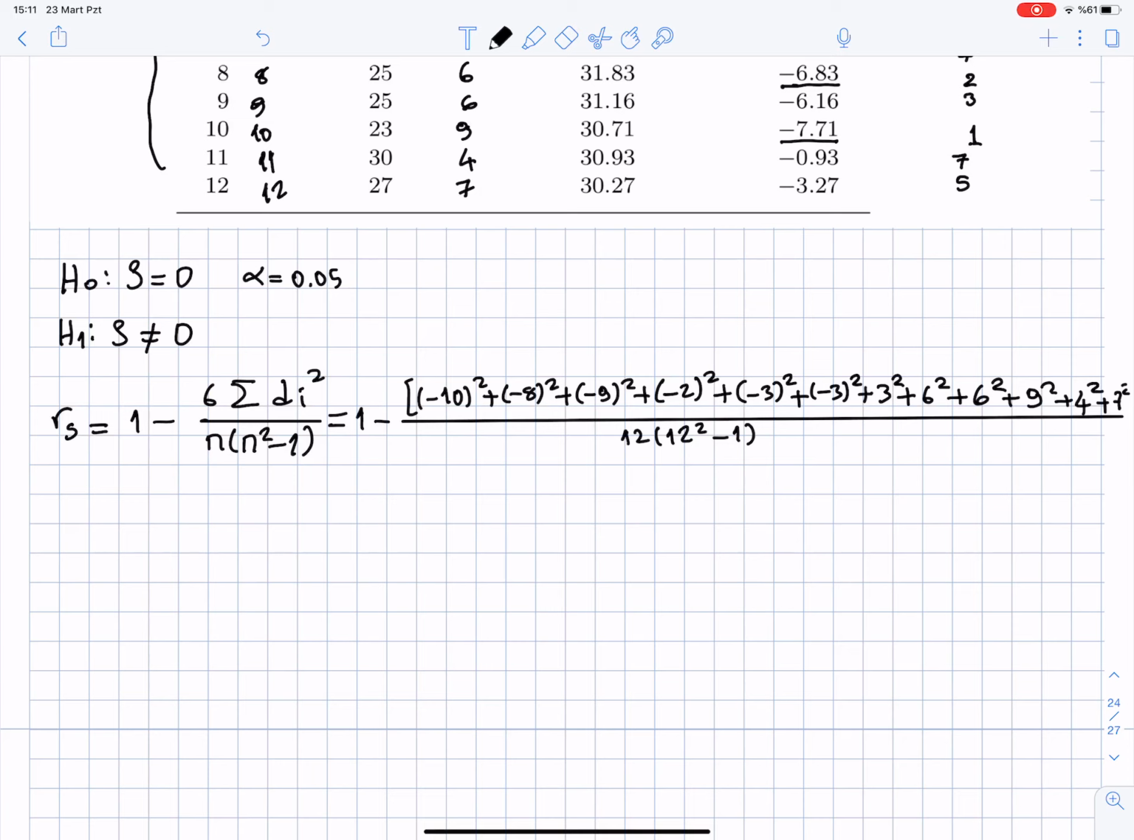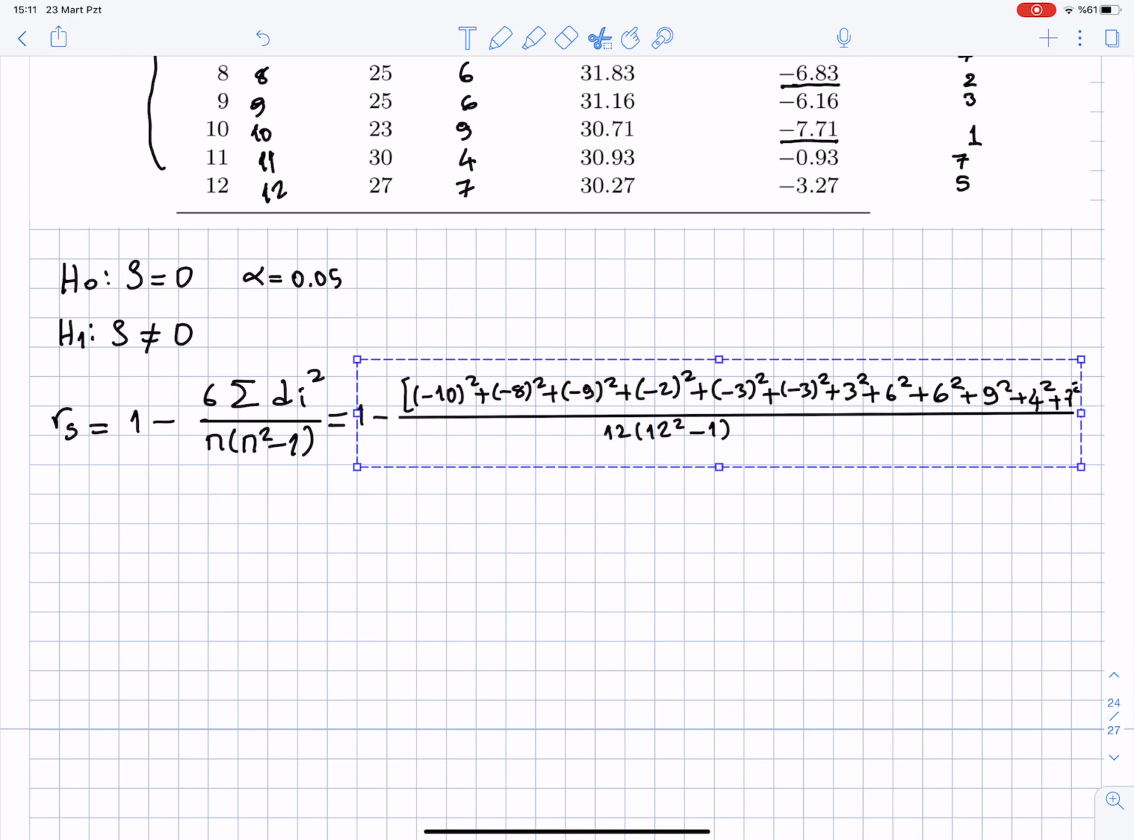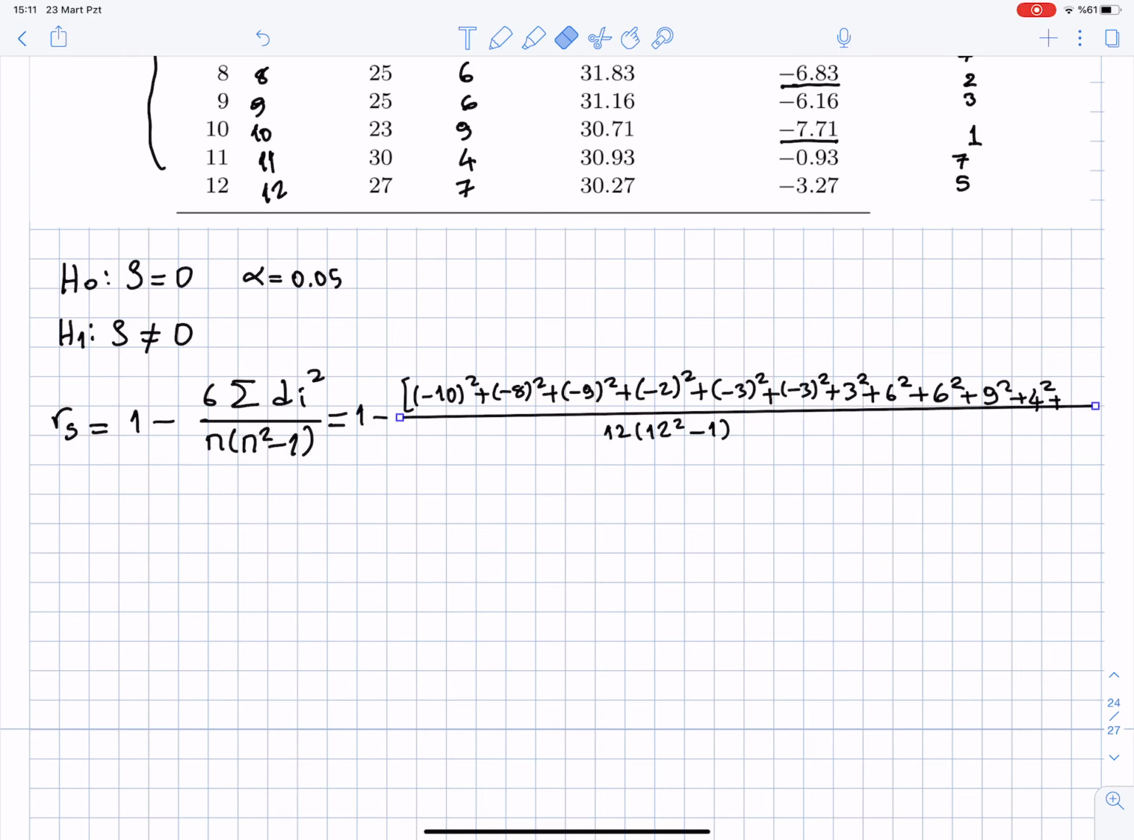The sample size is 12, and probably I should resize this to fit it. Okay, gonna enlarge it here. I have 7 square here. 7 square.